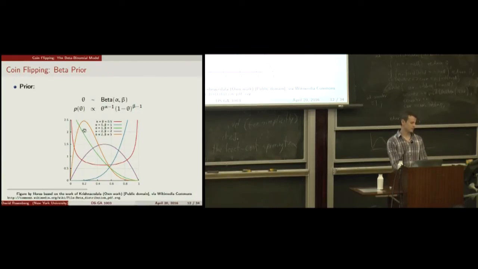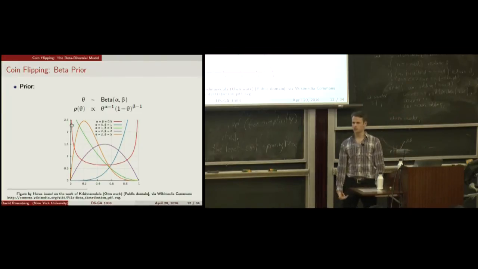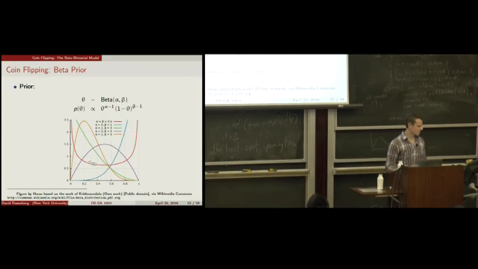How about this orange one? I think this is an unfair coin. The probability of heads is 0.2. It's very unlikely to be a probability of 0.8 on heads. This U-shaped one is saying it's a really unfair coin. I'm pretty sure it's either always heads or always tails. So that's another beta distribution. It's a very flexible family of distributions.